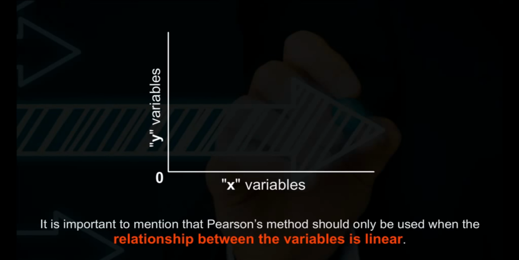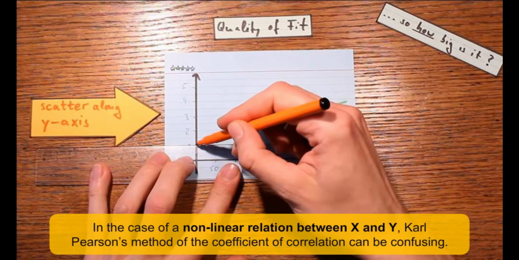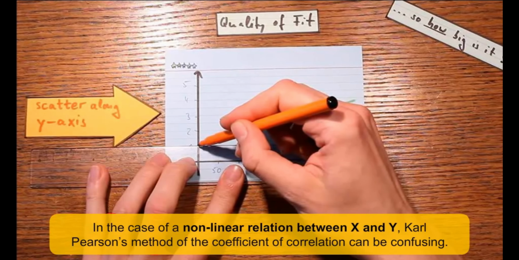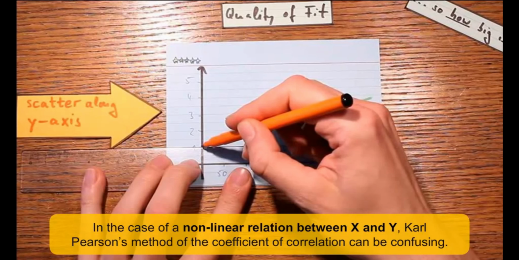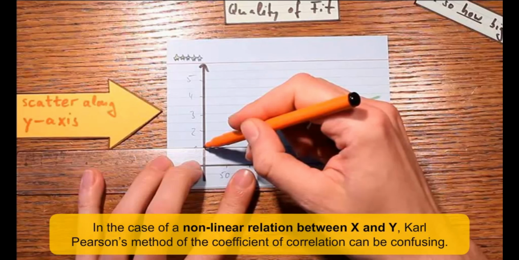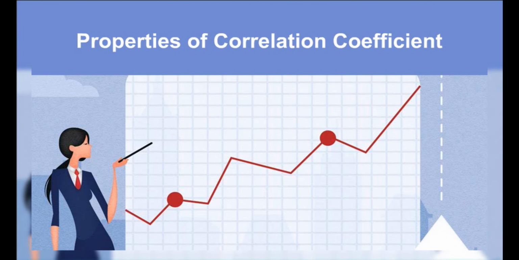It is important to mention that Pearson's method should be used only when the relationship between the variables is linear. In the case of a nonlinear relation between x and y, Karl Pearson's method of the coefficient of correlation can be confusing. Properties of correlation coefficient.